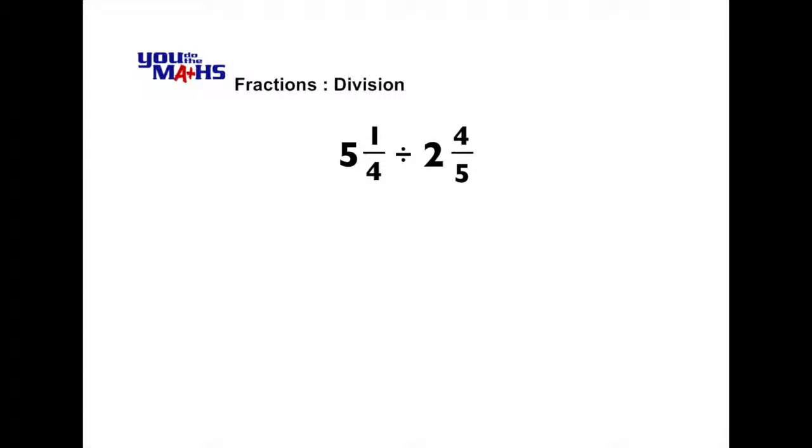Before commencing any division of fractions, the first thing to do is to make sure that any mixed numerals are turned into improper fractions. And the process once we've done that is the same for any fractions. So we'll change the 5 1/4 to an improper fraction.